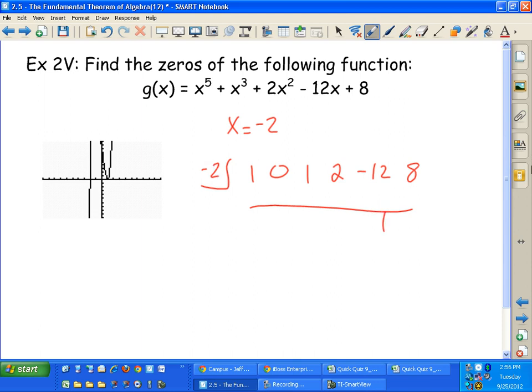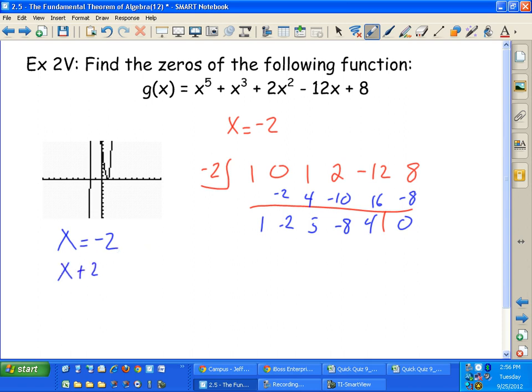So bring down my 1, multiply by -2, add straight down, multiply by -2, add straight down, multiply by -2, add straight down, multiply by -2, add straight down, multiply by -2, and get a remainder of 0. So now x equals -2 is a 0, or a linear factor would be x plus 2 for that guy.